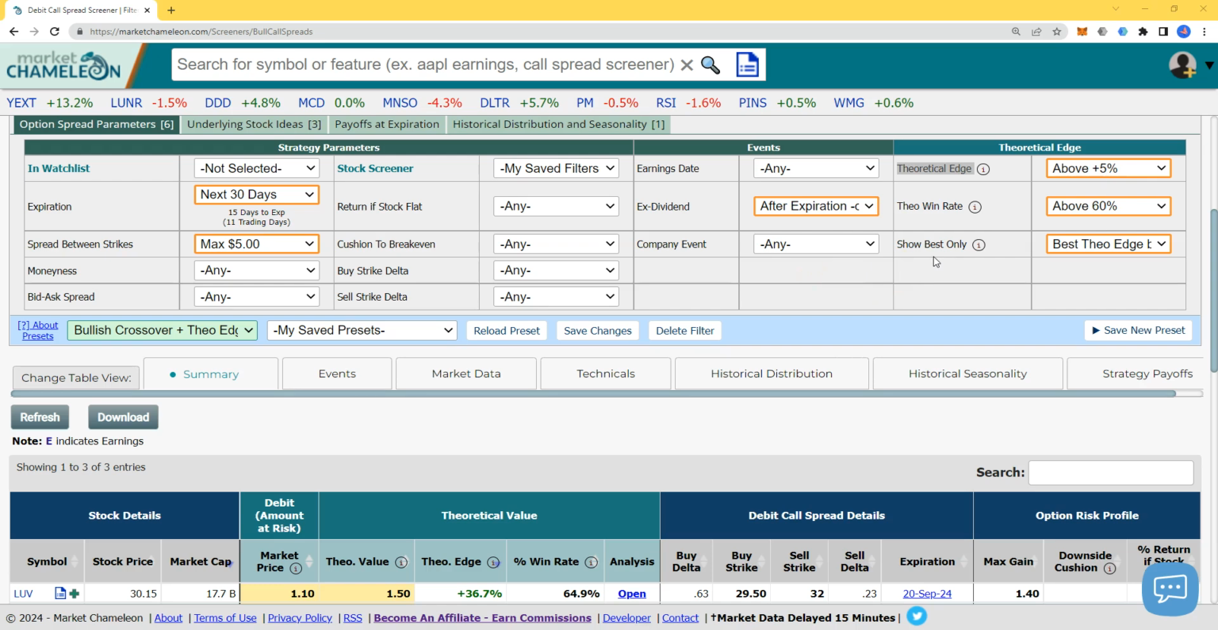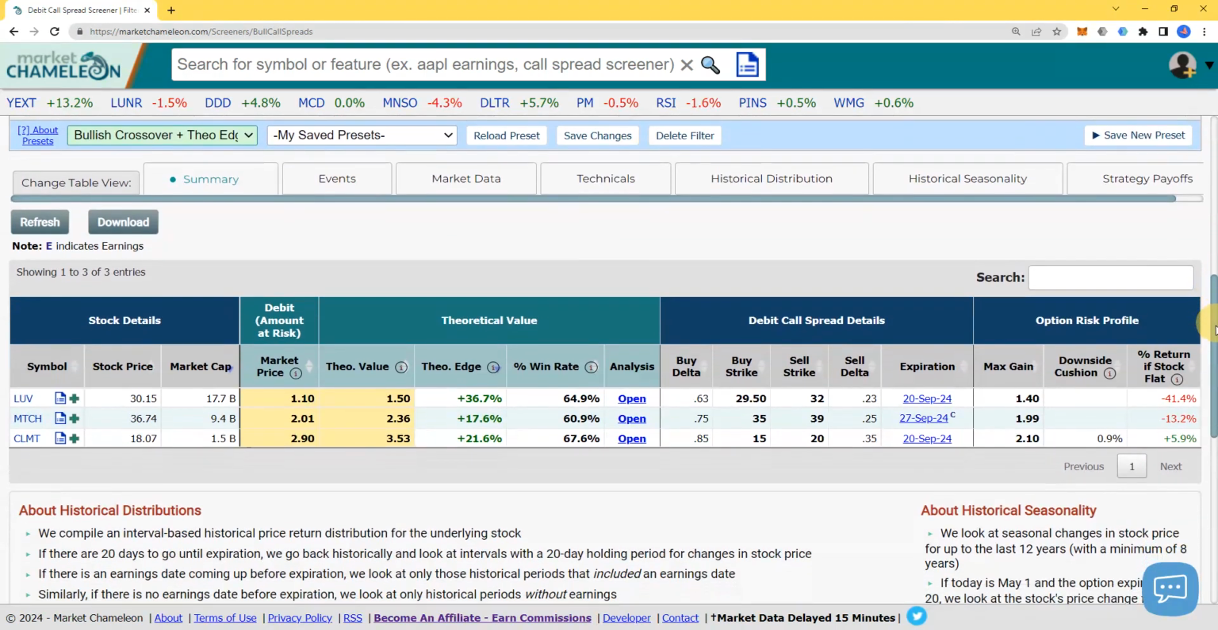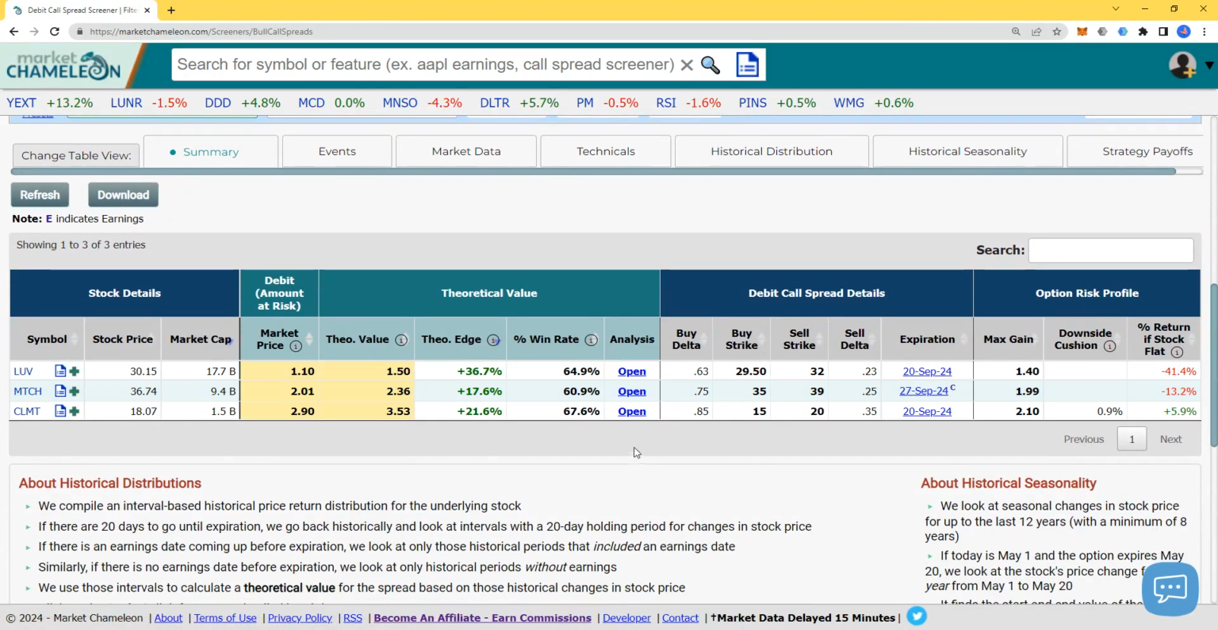Win rate, theoretical win rate over 60%, show best by theoretical edge. So it only found 3 options. Interesting. Now I myself like to look at a high market cap stock. Remember, this was 1,700 pages. We only have 3. This is crazy.